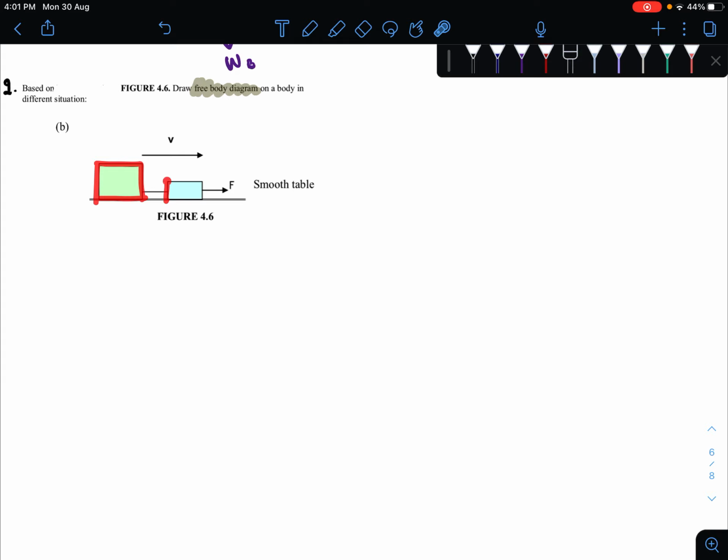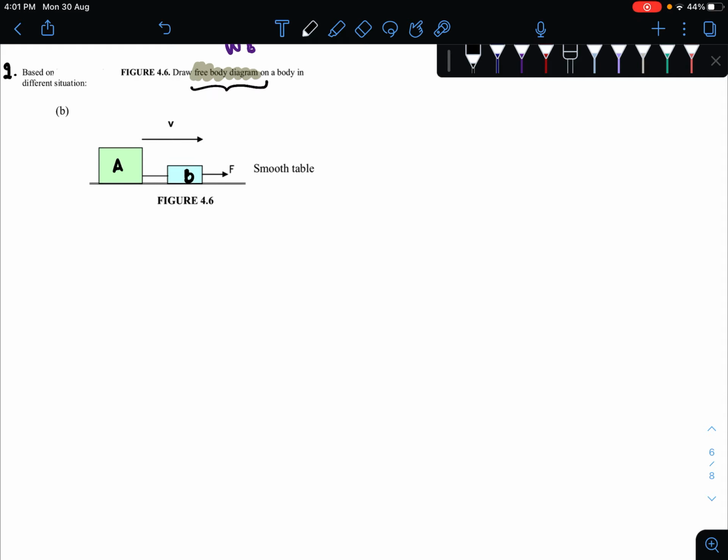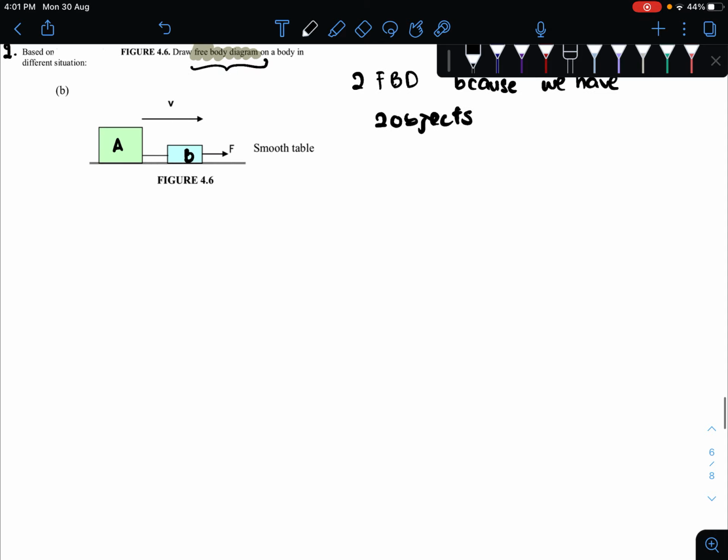What we have here is two objects, this big box and also another small box. Let us label this as A and this as B. So now we have two objects and we are asked to draw free body diagram. We have to draw two free body diagrams, two FBD, because we have two objects. So each object has their own free body diagram. So we're going to start with object A first.